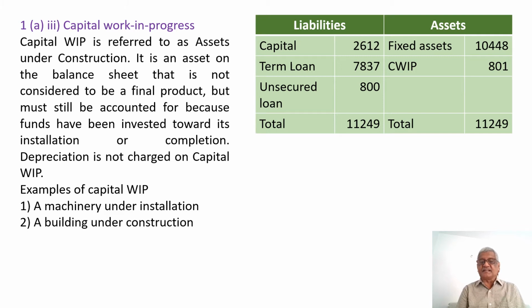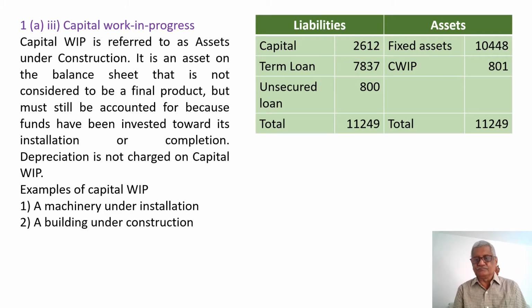Examples could be a machinery under installation. Machinery has come, but it has not been made operational. Some installation work, also creating some bed to install it. The work is going on, so it is called a capital work in progress. Another example is a building under construction. A company is constructing a factory building. The building is not completed when the balance sheet is drawn. Still the construction is going on, but the company had already spent some money on that. So naturally, it should be reflected in the balance sheet.